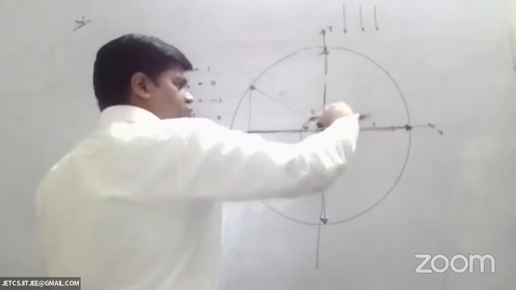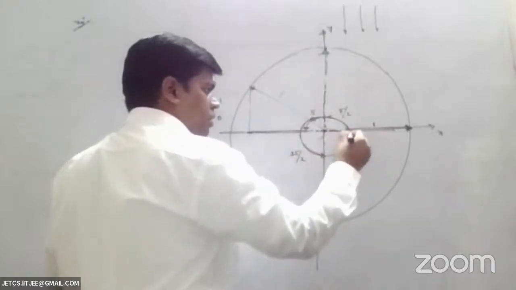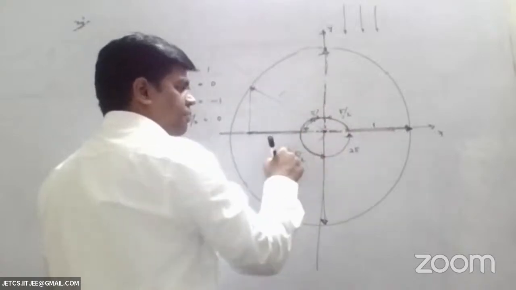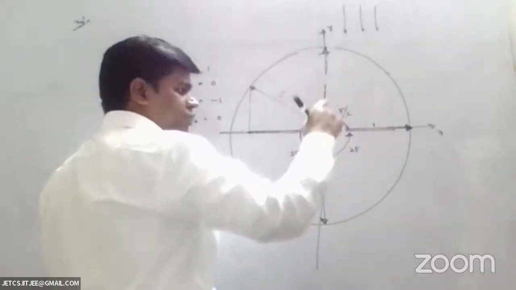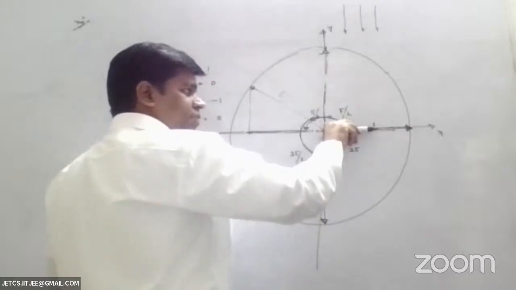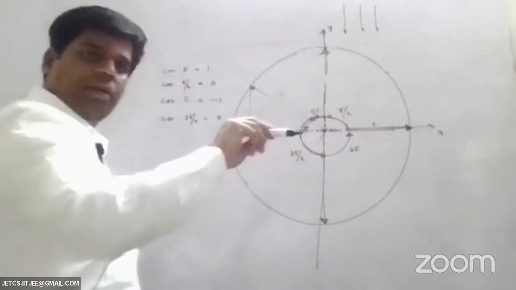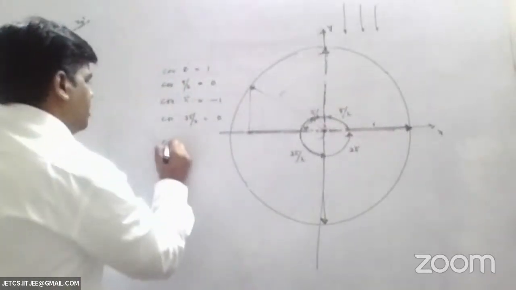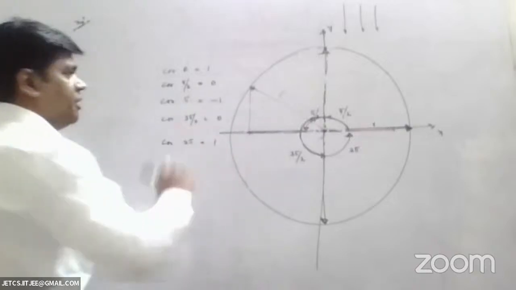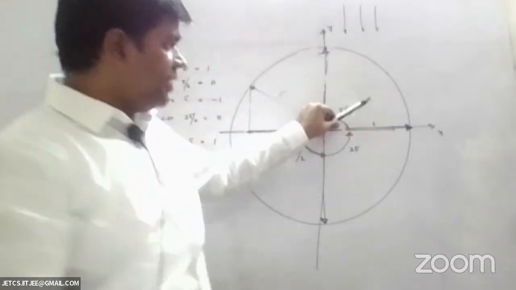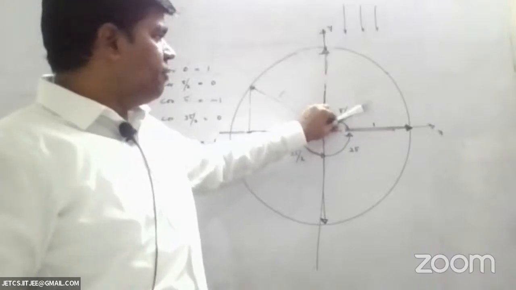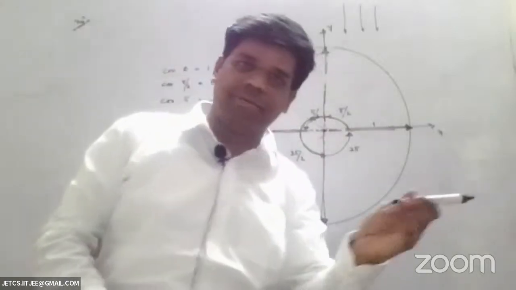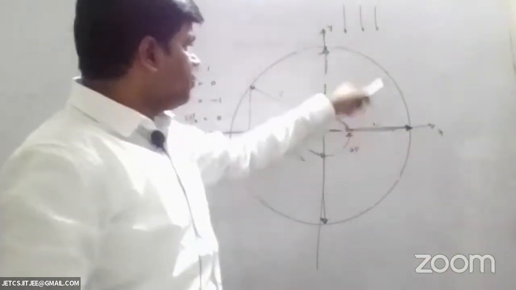When the angle now becomes 2 pi, so total is pi by 2 plus pi by 2 plus pi by 2 plus pi by 2, 2 pi. What is the shadow now? Shadow is again 1. So cos of 2 pi is 1. Now if I further rotate, when the angle is greater than 2 pi, 3 pi, 4 pi, 5 pi, 6 pi, 7 pi, 8 pi, 9 pi, and so on, my values are going on repeating.